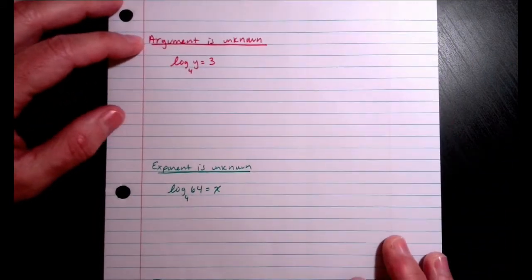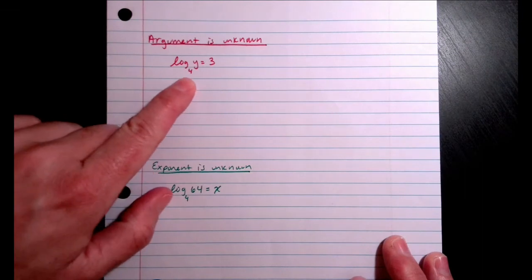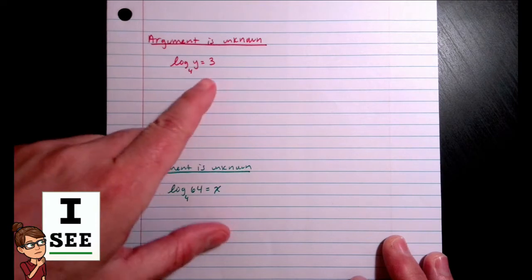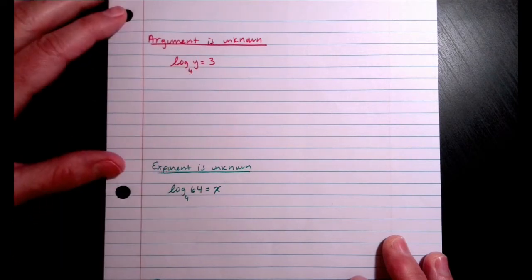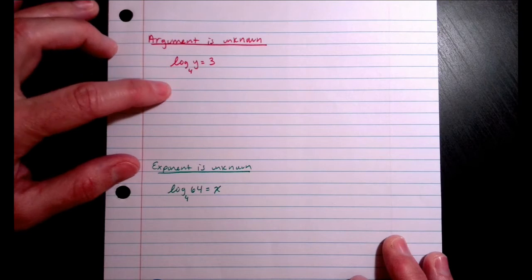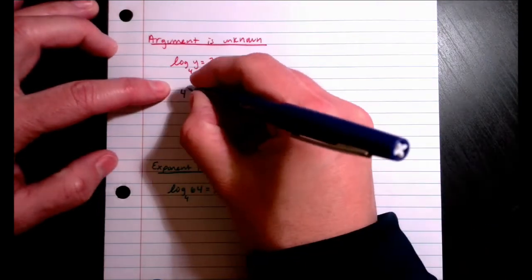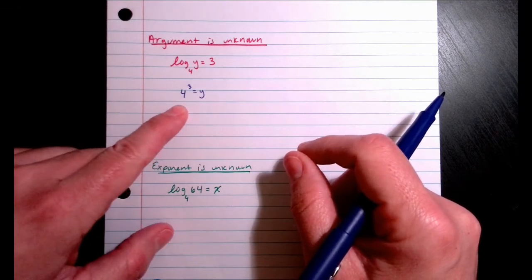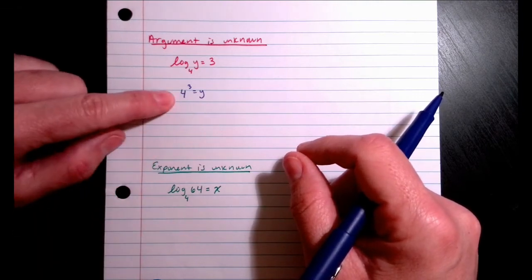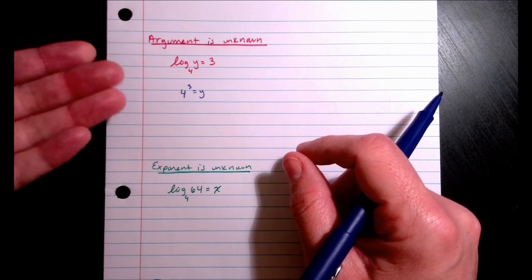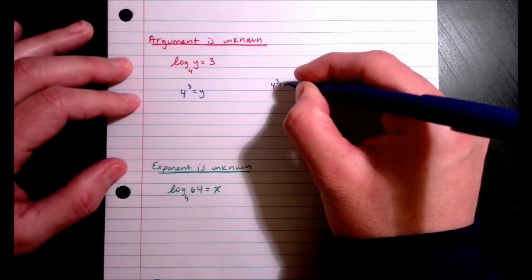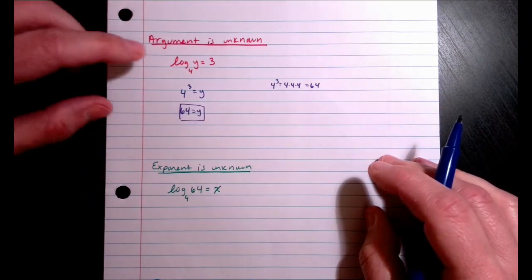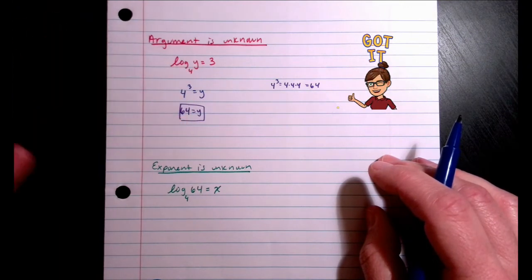The argument is unknown. So you can see here, the base of the log is 4, the argument is unknown, it's just y, and this log equals 3. So what we're going to do here is convert this into exponential form. Now, from this point here, we can see it says y equals 4 to the power of 3. So we could just apply the power here on 4, and then we figure out our answer. And there we have it. So the argument for this log is going to be 64.